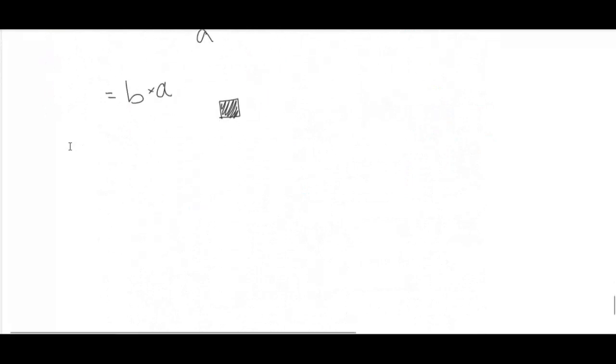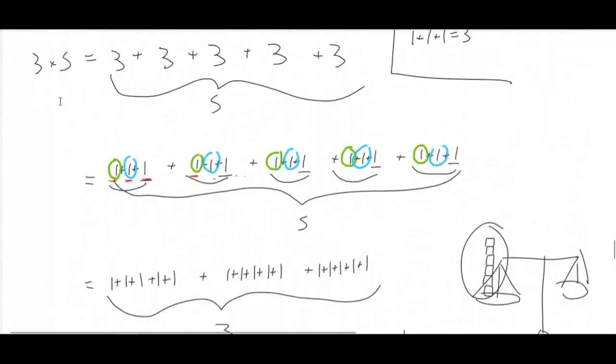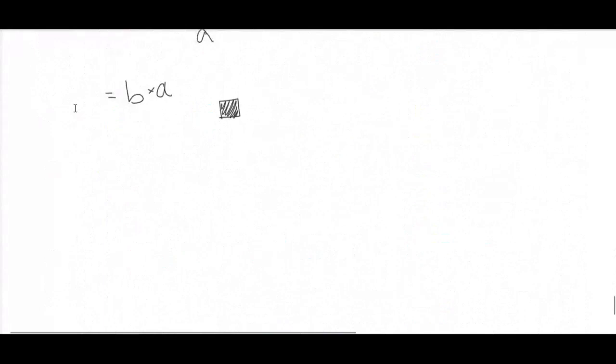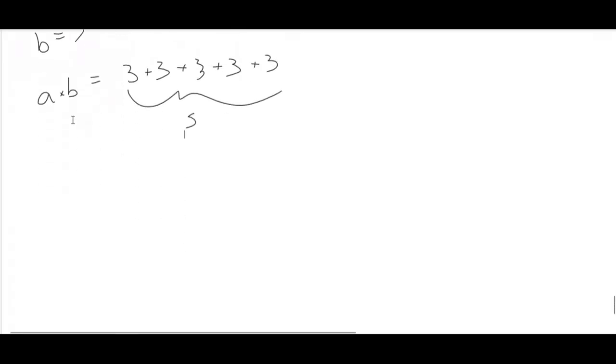Okay, so an example of that is what we did here with 5 times 3. If A is 3 and B is 5, then A times B can be written as 3 plus 3 plus 3 plus 3 plus 3. There's 5 of them, which is the same as 1 plus 1 plus 1 plus 1 plus 1 plus 1, dot dot dot, 5 times.